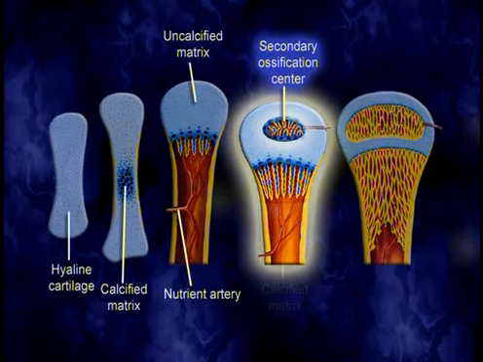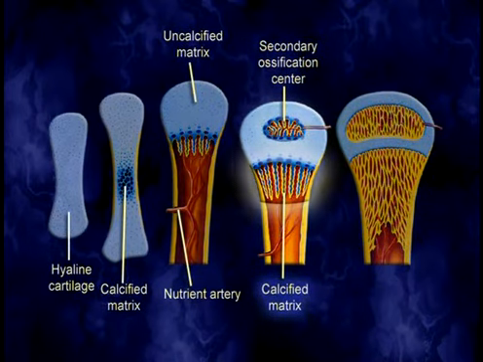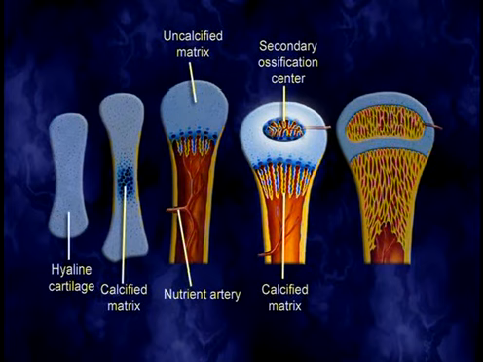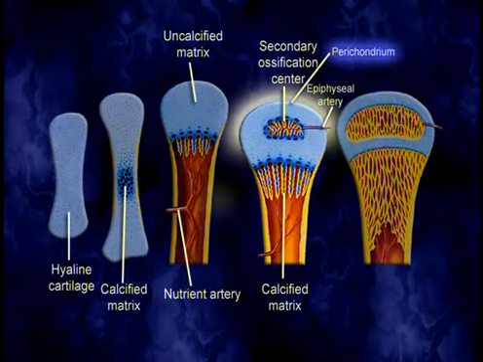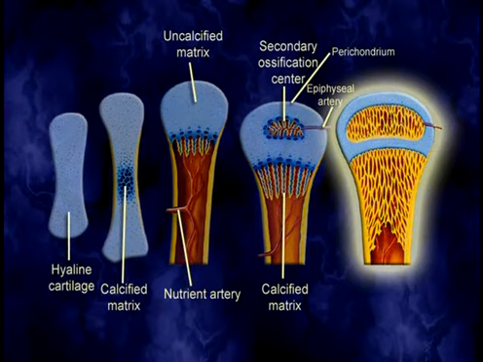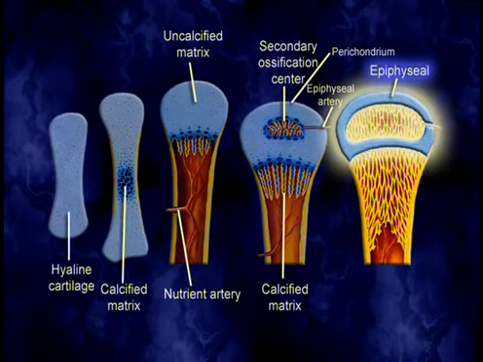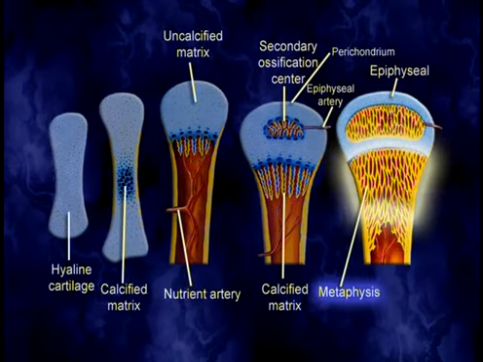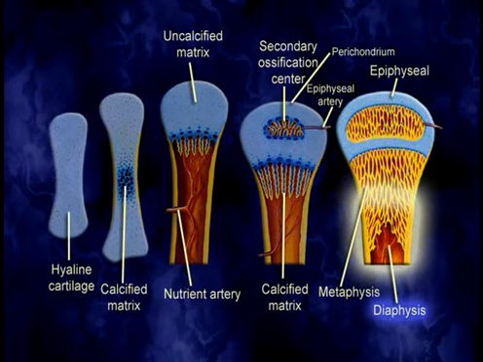And as time goes on, we start to get a secondary center of calcification. The primary center is down here. A secondary one forms, fed by this epiphyseal artery. We start getting perichondrium, just like we have periosteum, the lining that's going to nourish this. And eventually, we get a real distinction between the epiphyseal area of the bone, the metaphysis here, and then the diaphysis, or the long shaft of the bone. The other bones all have variations of this pattern.